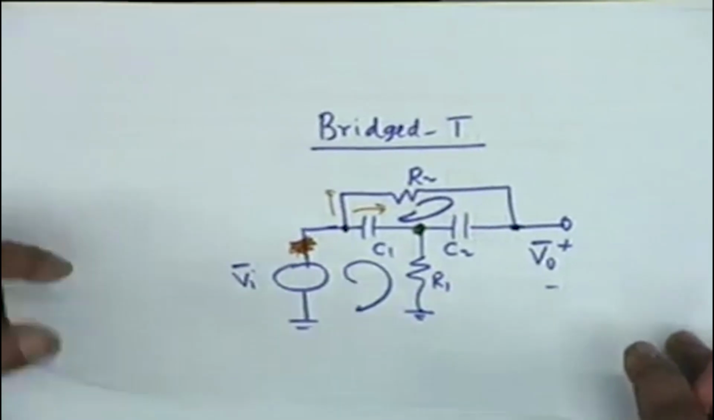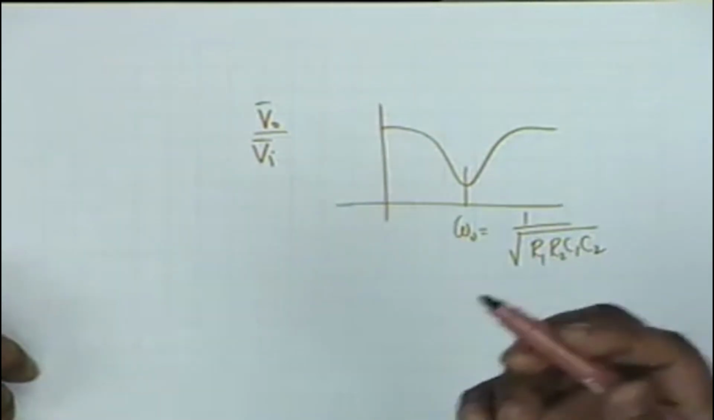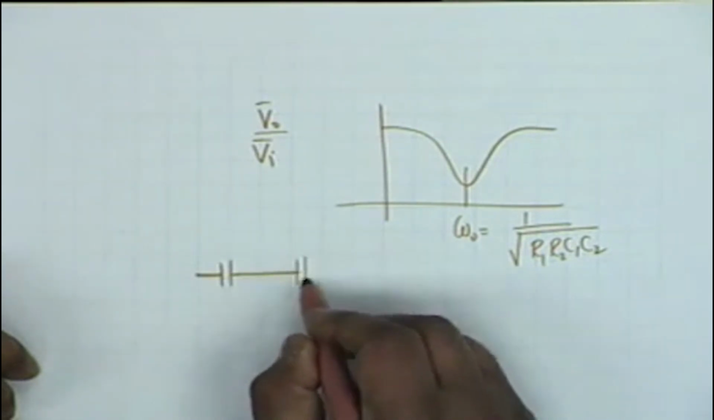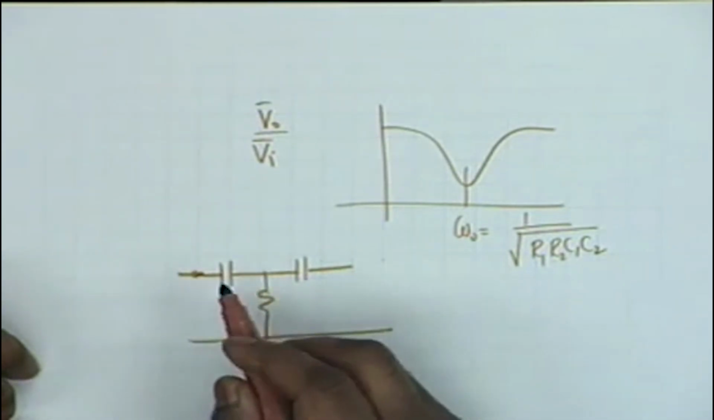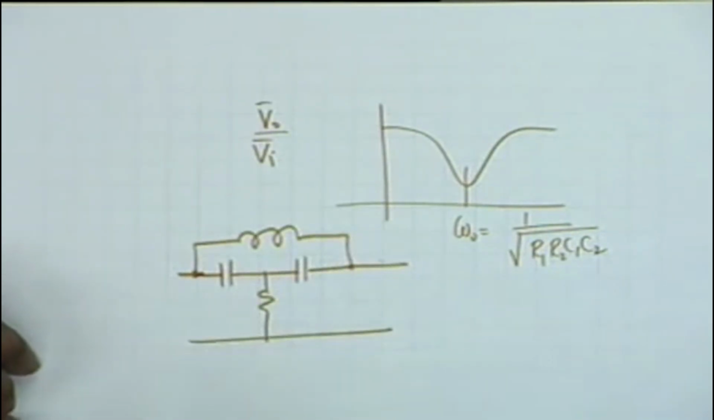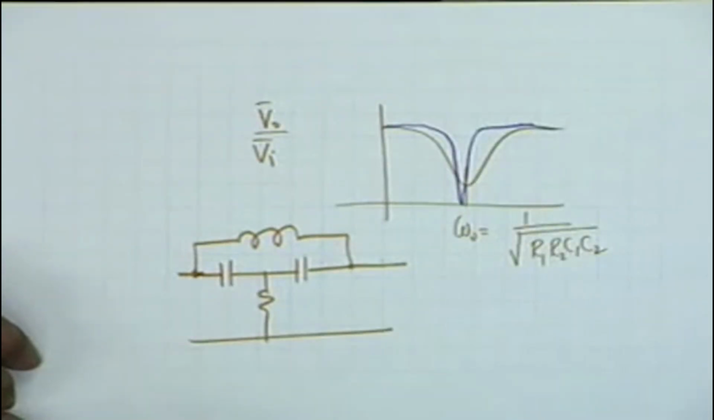For example, one of the circuits that you shall encounter in practice if you try to measure something is this: two capacitors, one resistor, the same configuration, but instead of a resistance, if you use an inductance here, it can be shown that this gives a much sharper band stop, perhaps something like this, as compared to an RC bridged T, if you introduce both kinds of energy storage elements.